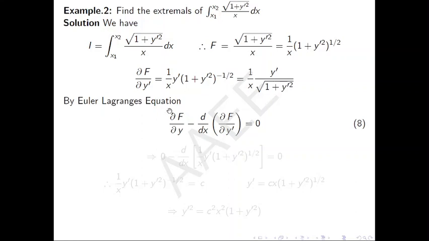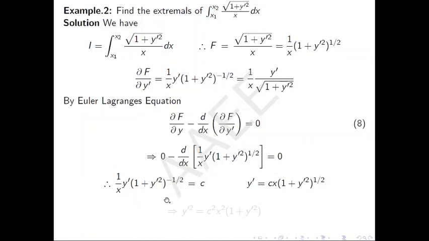By Euler's equation, ∂f/∂y minus d/dx of ∂f/∂y dash is equal to 0. By putting values, ∂f/∂y is equal to 0 since the integrand is free from y. So minus d/dx, I'll put ∂f/∂y dash, which is 1 by x times y dash times (1 plus y dash square) raised to minus 1 by 2. After integrating this term with respect to x, this one will be as it is, and the integration of 0 is only the constant of integration c.